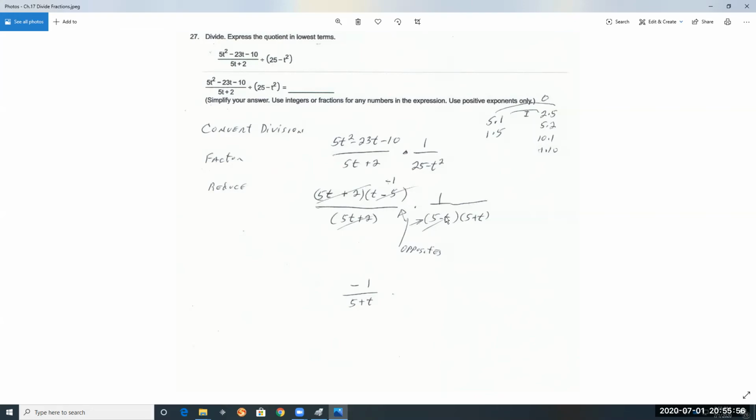On the second fraction, the denominator is the difference of two squares. So it's 5 minus t and 5 plus t. We have like factors here that cancel, leaving behind a 1. We have opposite factors here. And we discovered in a previous video that opposite factors cancel, leaving behind a negative 1. So the final answer is going to be minus 1 over 5 plus t.